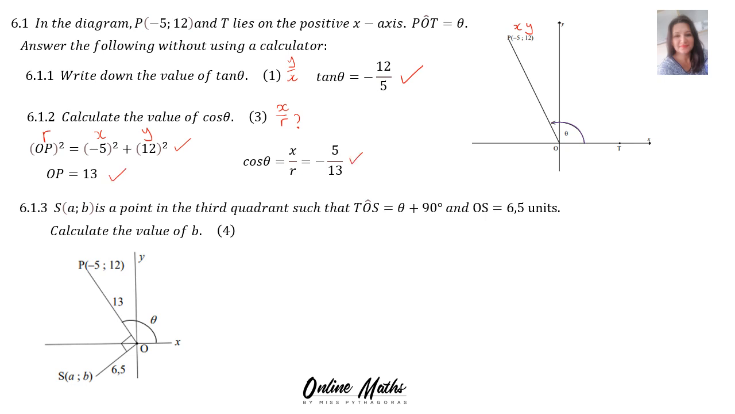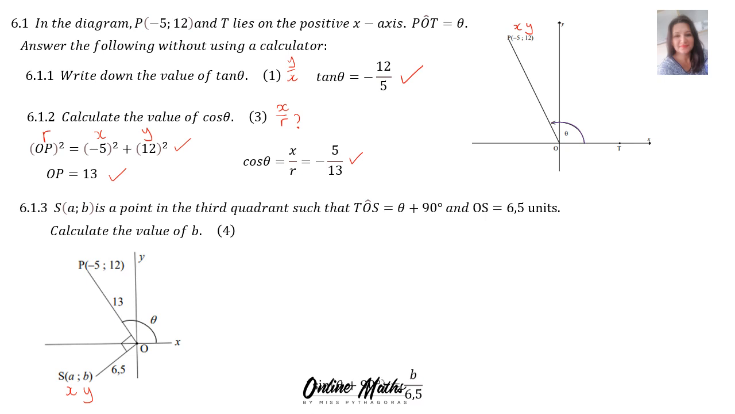6.1.3, S(A; B) is a point in the third quadrant such that TOS is theta plus 90 degrees and OS is 6,5 units. Calculate the value of B. So the sketch, you find it down here. So in fact, there at S, x is A and y is B. So that is the thing that we're looking for, that y coordinate.